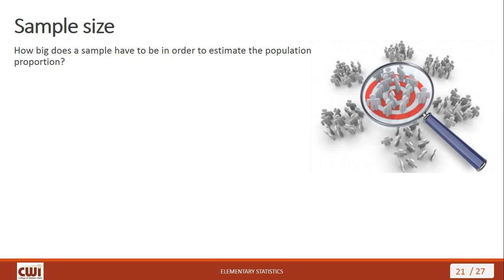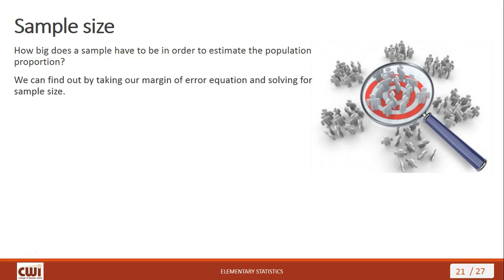Let's talk about this issue of sample size. I mean, how big does a sample have to be in order to estimate the population proportion? Let's go ahead and learn how to calculate that. So the way we're going to do this is we're going to take our margin of error equation and solve for sample size. Because if you remember, the margin of error equation that we have includes sample size as one of the variables we need to know in order to calculate margin of error.